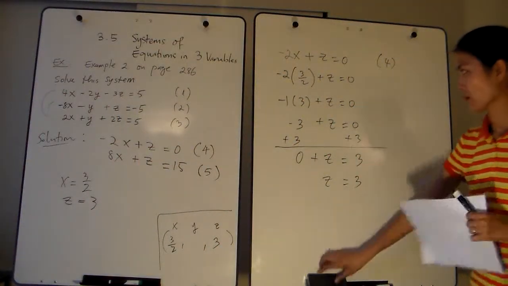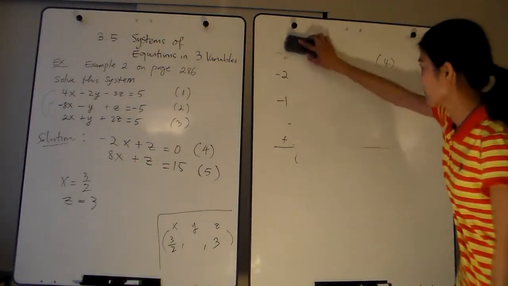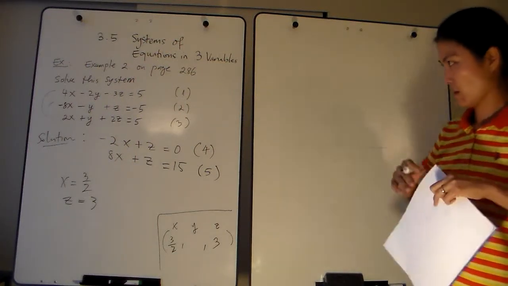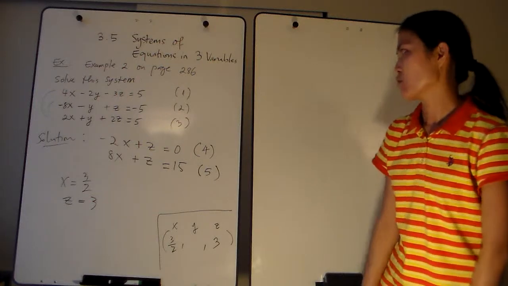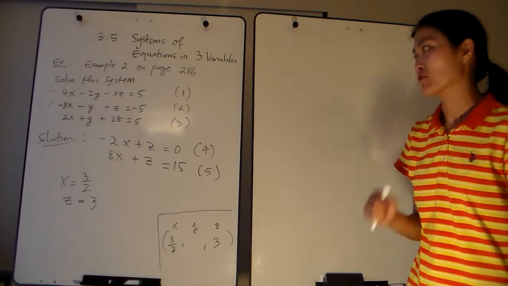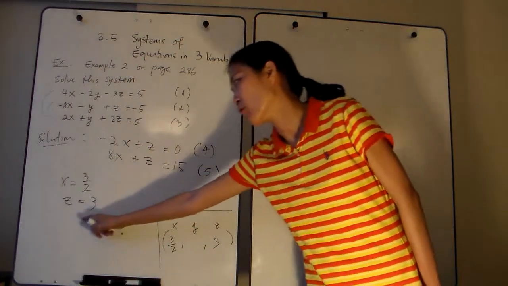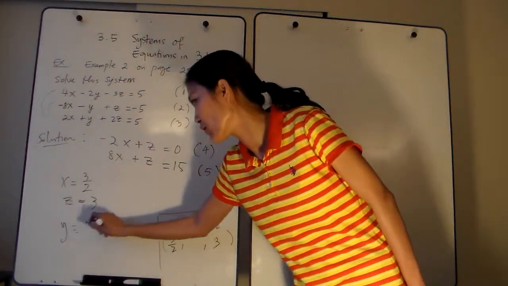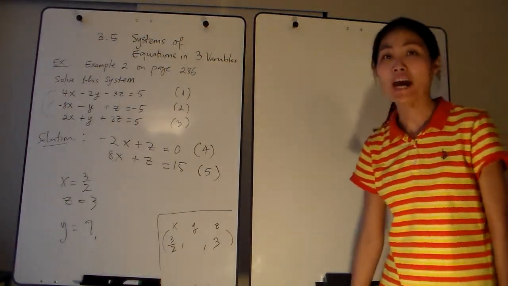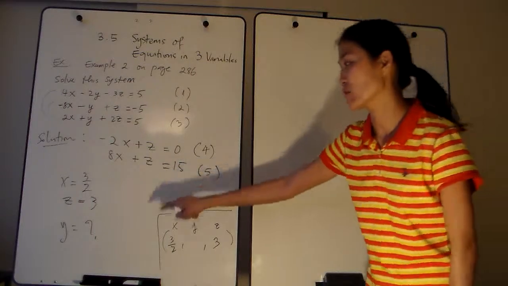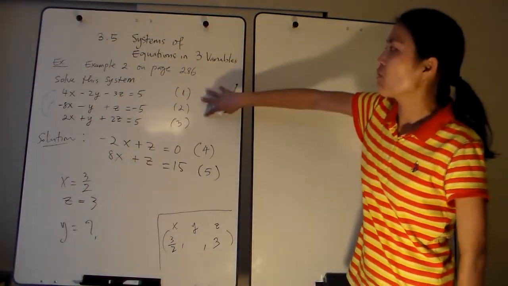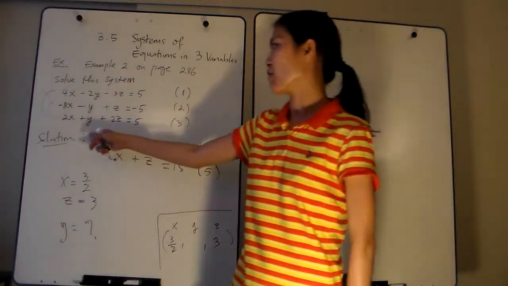So the last one we need to find is y, the variable y. I'm going to make space. Actually, I'm wrong, take it back. You need to solve for y. Equations 4 and 5 do not have y, so you cannot use equation 4 and 5 to solve for y. So ignore equations 4 and 5. Look at equations 1, 2, 3. They have y there, right?